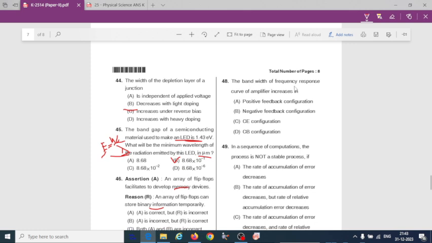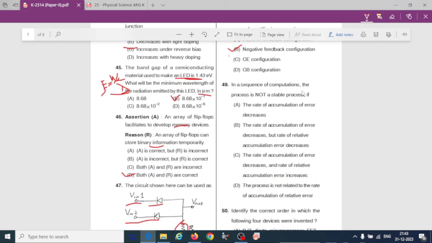The bandwidth of frequency response curve of an amplifier increases in positive feedback configuration, negative feedback configuration, common emitter configuration, common base configuration. So the 48th is option B. Option B is correct: negative feedback configuration.